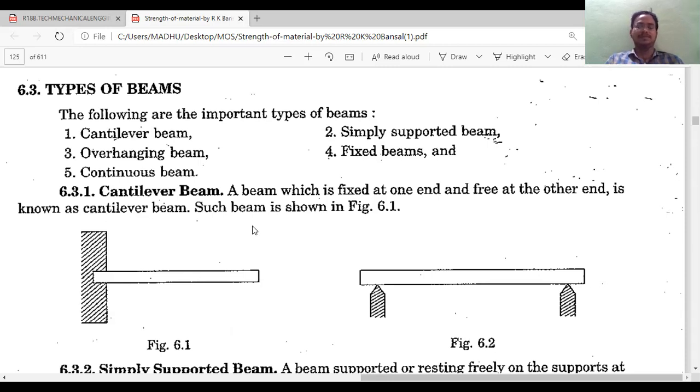If the force is acting in the downward direction, you will find a reaction in the upward direction. And because of this force into this much length, force into this perpendicular distance will give a moment, and that moment is in clockwise direction. The bending moment will be in clockwise direction.